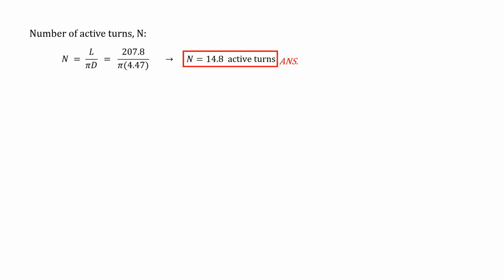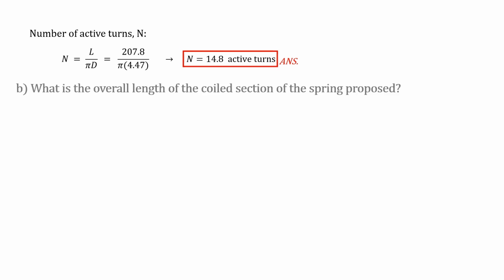So working to find the number of active turns, N, you have this expression here. It's just your length over pi times the uppercase diameter. I'm not really sure what to call it because it's not the outer diameter, but just think about that figure. So this is essentially figuring out how many turns you can make with that size of a coil and that length of wire. So we find out that we can make 14.8 active turns.